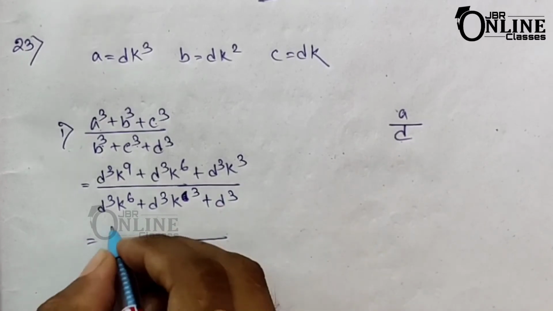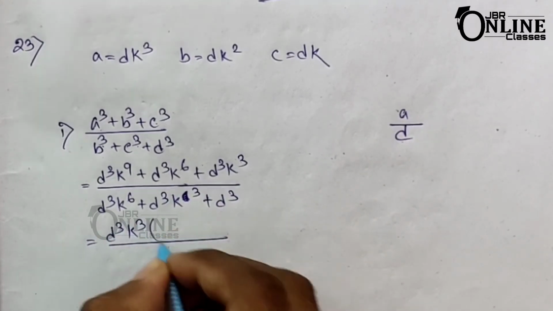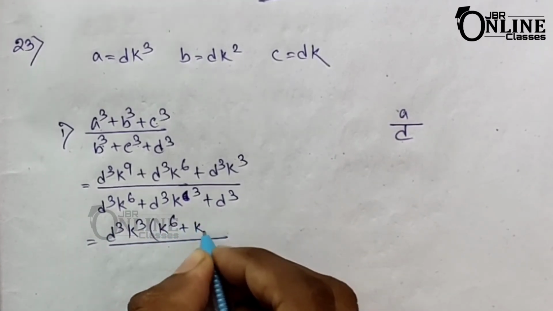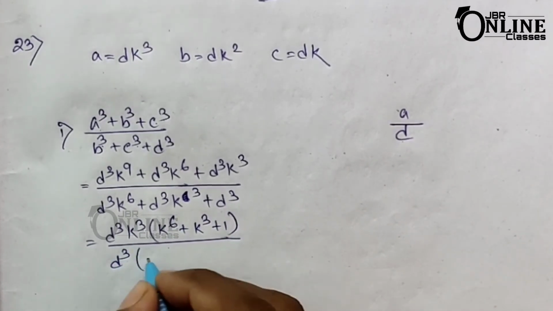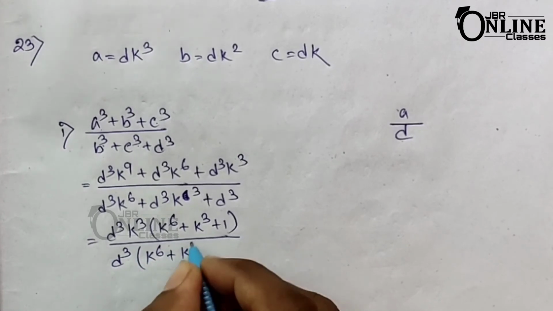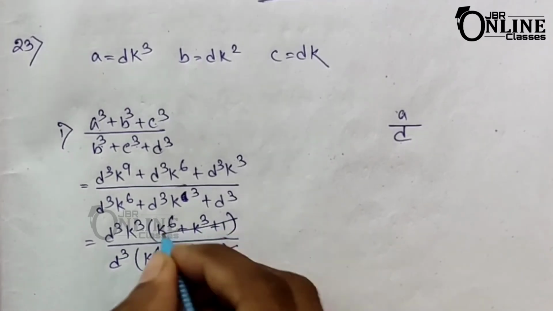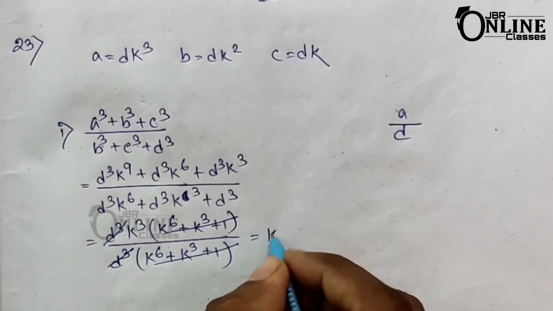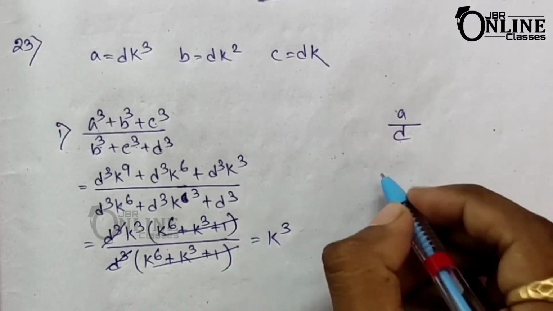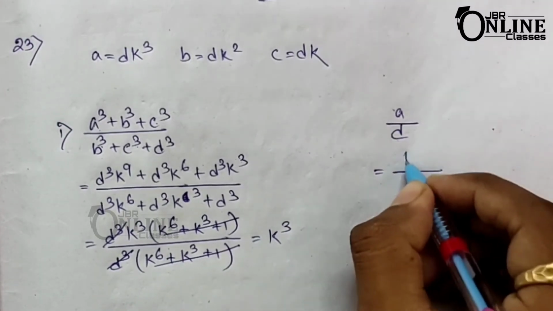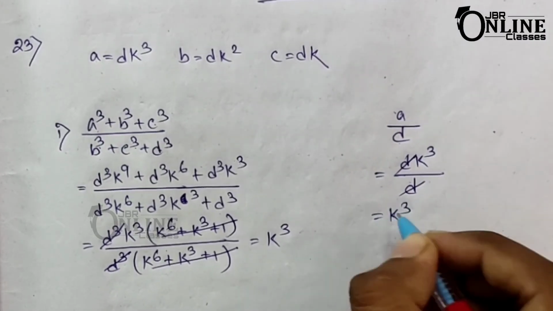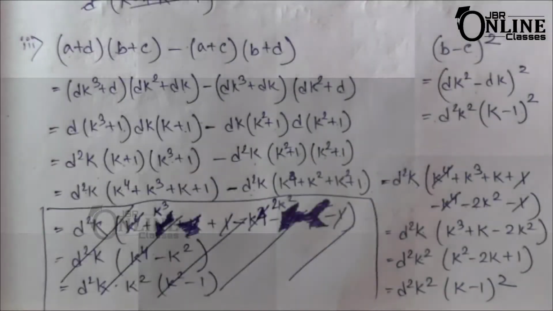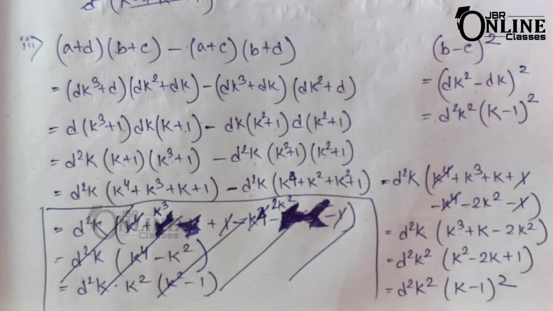In the upper part, d cube k cube will be common, so it becomes k to the power 6 plus k to the power 3 plus 1. In the lower part, d cube only is common, so k to the power 6 plus k cube plus 1. So it cancels out, d cube cancels out, and it becomes only k cube. Now here a by d, a means dk cube and d cancels out, so only k cube. That means left hand side equals right hand side. That's sum number 23-3.